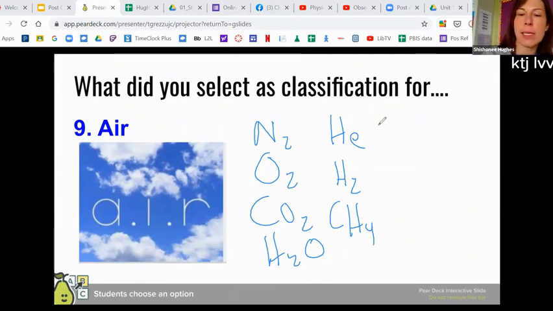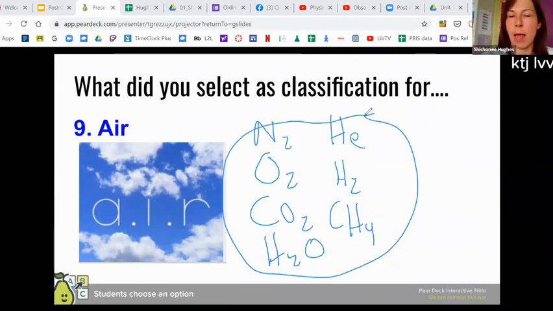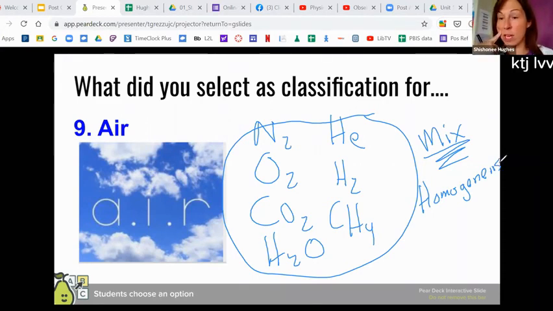All right, obviously we don't have just one element and one compound. We have a mixture. And that mixture is the same throughout. And here's how we know. We know because we can walk anywhere and breathe. We don't go anywhere and there's not oxygen. Even if it's thinner, it's still there. If you're on a mountain, it's homogeneous. So those of you that picked that, good job.